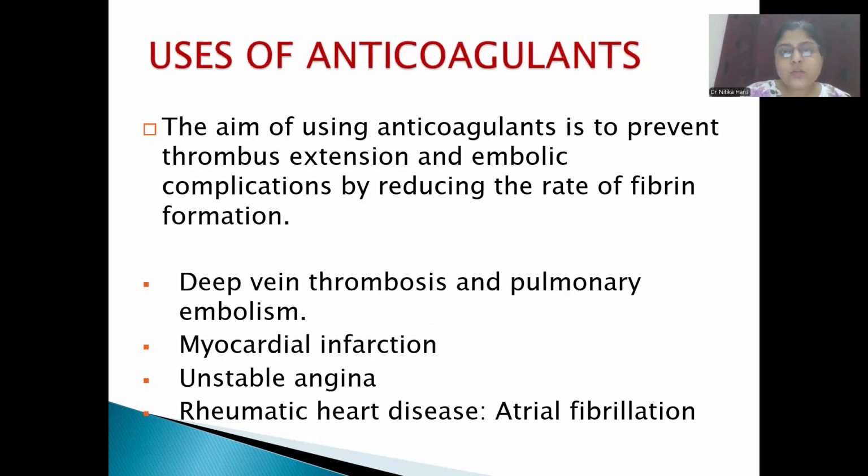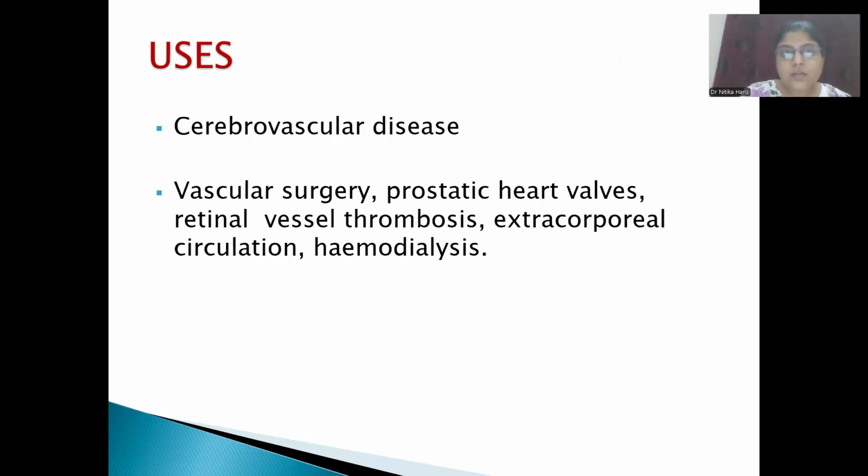So what are the uses of anticoagulants? These can be used in deep vein thrombosis, pulmonary embolism, myocardial infarction, unstable angina, rheumatic heart disease in which there is atrial fibrillation, in cerebrovascular disease, in vascular surgery, prosthetic heart valves, retinal vessel thrombosis, extracorporeal circulation, and hemodialysis. We can give these anticoagulants.